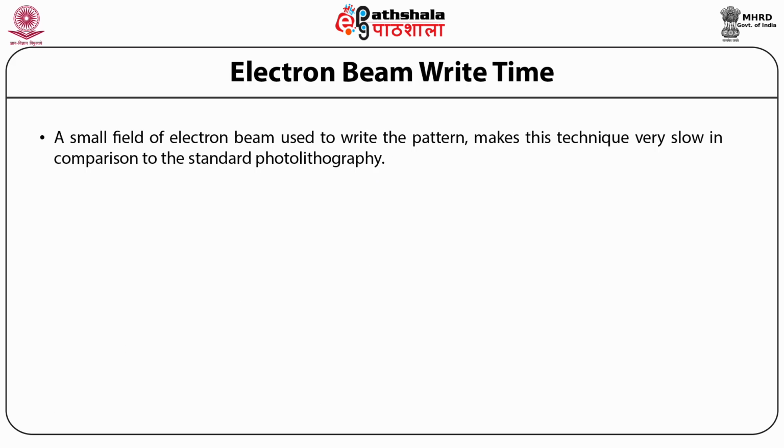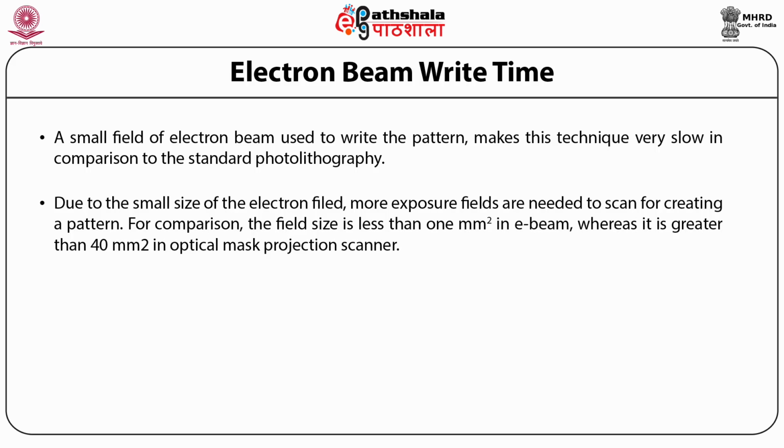The small field of the electron beam used to write the pattern makes this technique very slow in comparison to standard photolithography. Due to the small size of the electron field, more exposure fields are needed to scan for creating a pattern. For comparison, the field size is less than 1 millimeter square in electron beam, whereas it is greater than 40 square in an optical mask projection scanner.